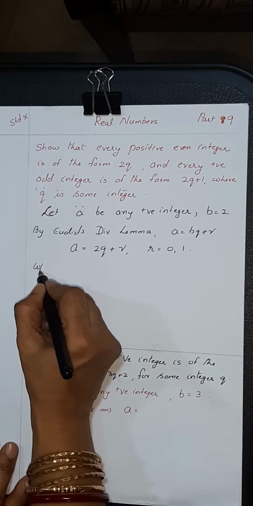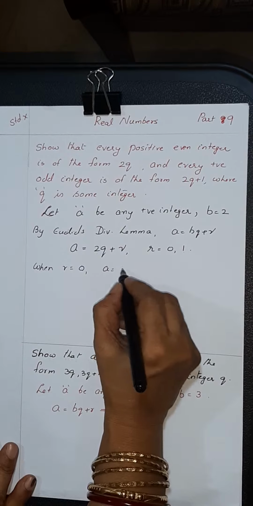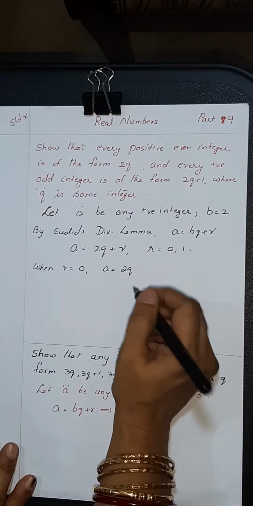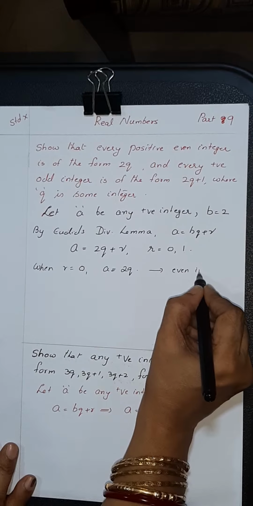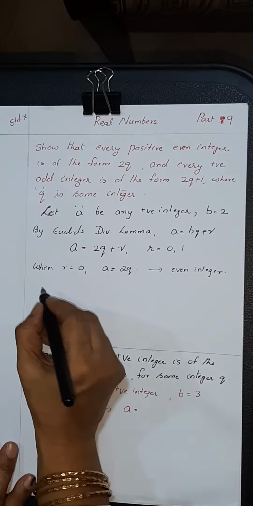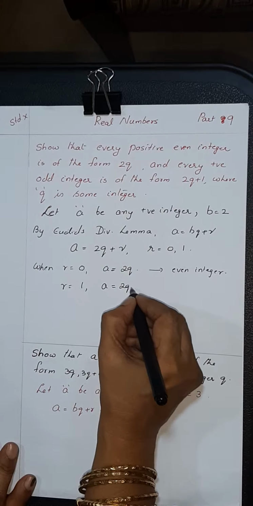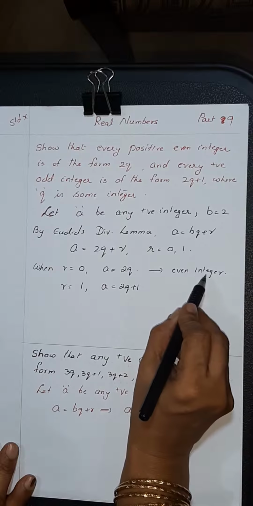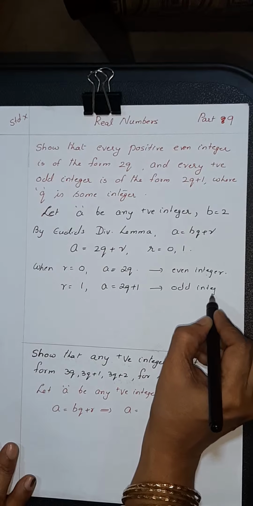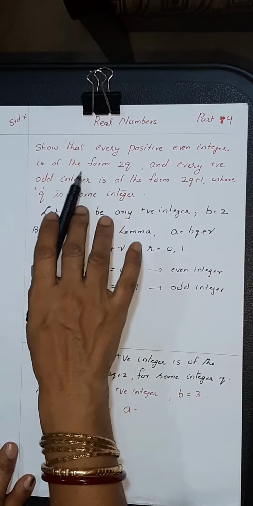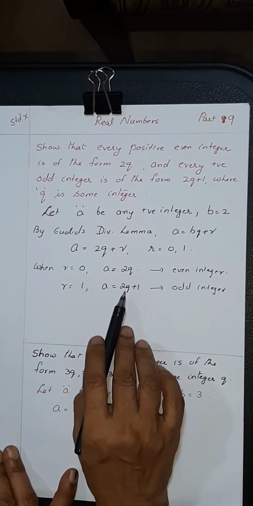Now, when r is equal to 0, substituting in this, you will get a is equal to 2q. We know any number multiplied by 2 is an even integer. So this is an even integer. Now when r is equal to 1, a is equal to 2q plus 1. 2q is an even integer, so 2q plus 1 is an odd integer. So we have proved that an even integer is of the form 2q and an odd integer is of the form 2q plus 1.